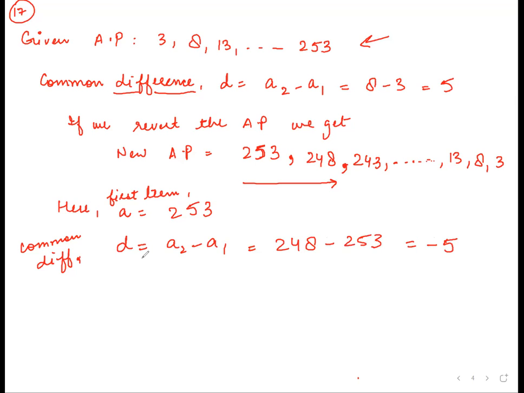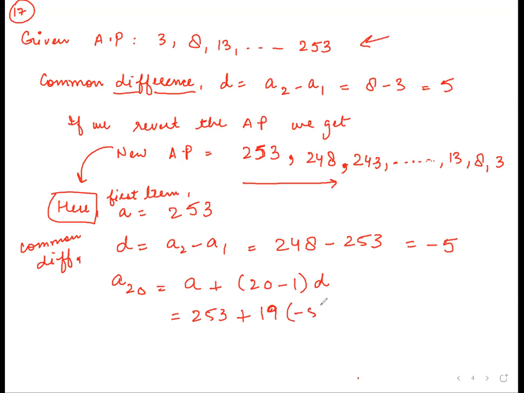Yes, Amna. So for this new AP, I'm mentioning everything for this new AP now. Forget about the earlier one. So for this particular AP, A is this, D is this, and you can find A20. So the 20th term from the last you have to find. So A20 means A plus 20 minus 1 into D. So my new A is 253 plus 19 into my new D, which is minus 5. So just solve it and find A20. Yes, tell me how much is it, Rida?